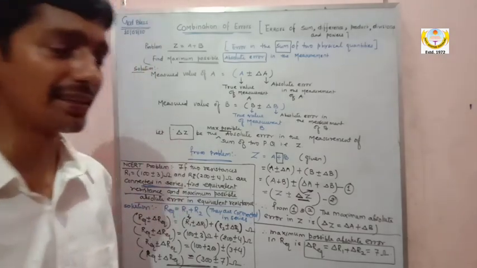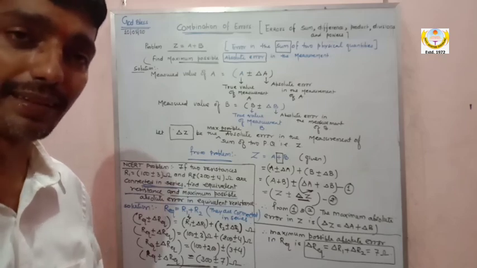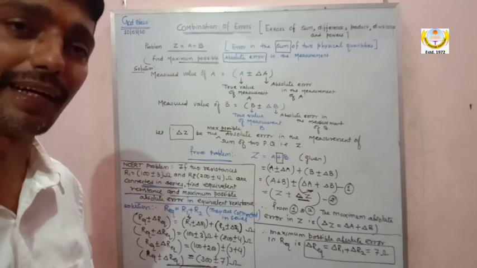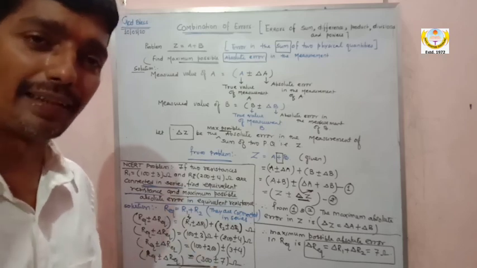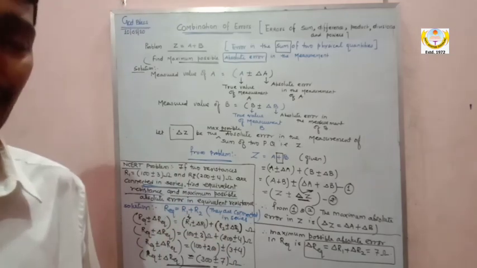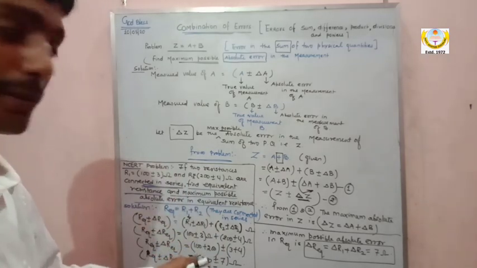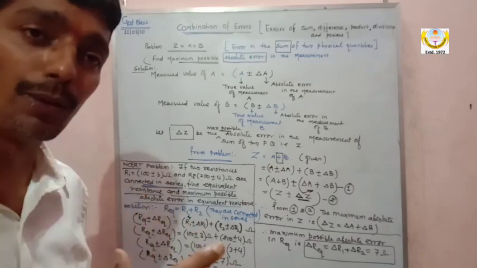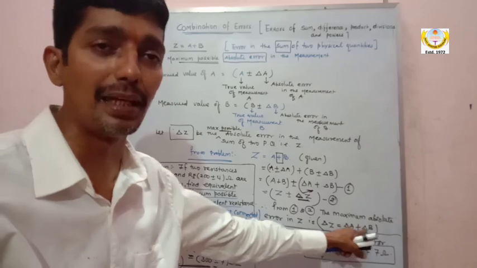So remember, my dear, when you are writing 300 plus minus 7, the real meaning is that the answer can be 293 or the answer can be 307. Am I clear? The least answer is 293 and the maximum answer is 307. And the true value of this R equivalent is 300. So what is that 7? That 7 is the absolute error in the measurement. And delta Z is delta A plus delta B.